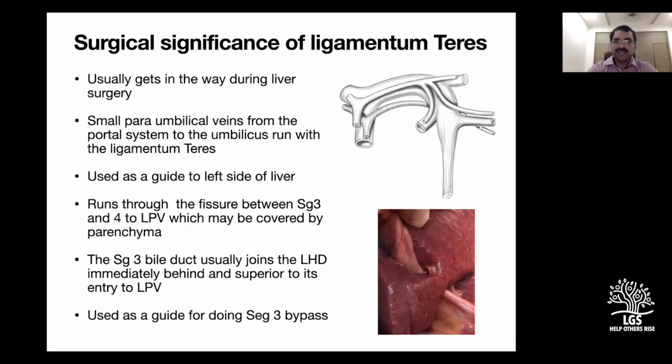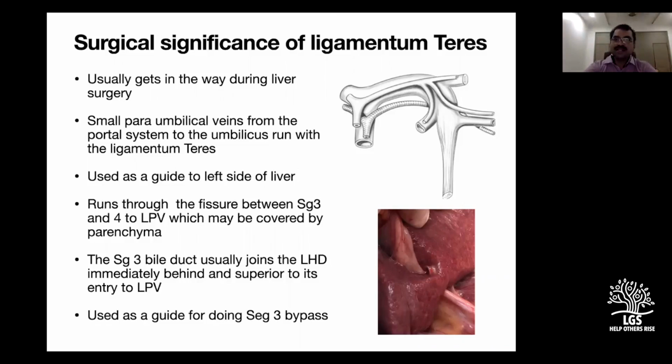umbilicus run along with the ligamentum teres, and these get dilated, and it actually runs between segment 3 and segment 4. And the area where the ligamentum teres attaches to the left portal vein represents the entry point of the segment 3 bile duct to the left hepatic duct.